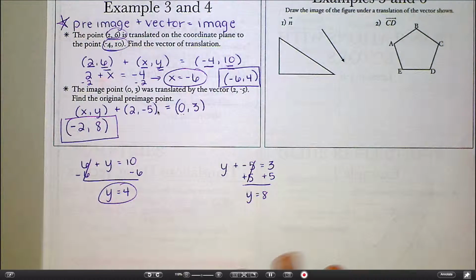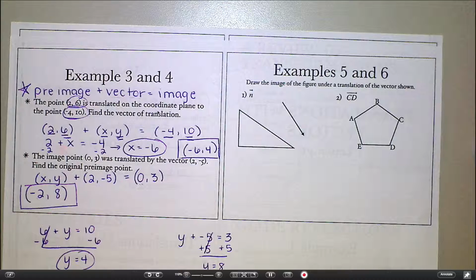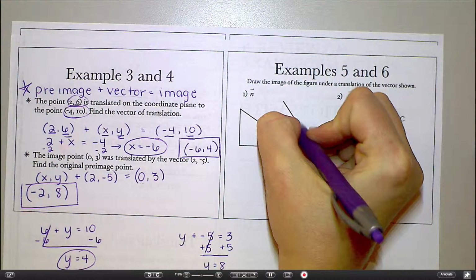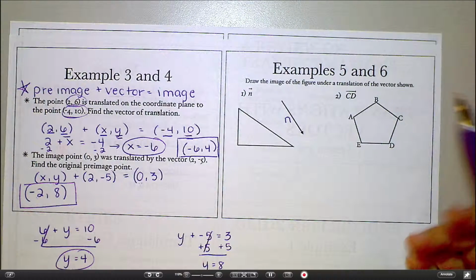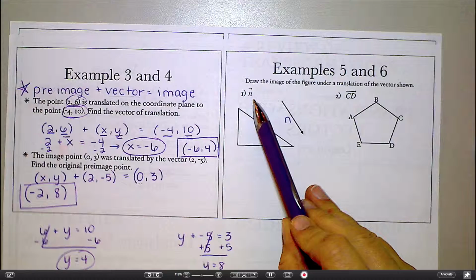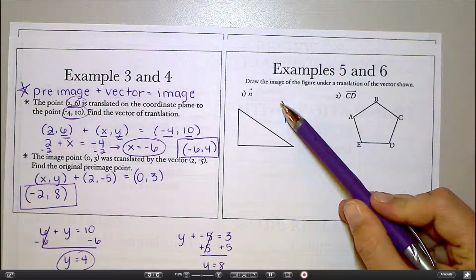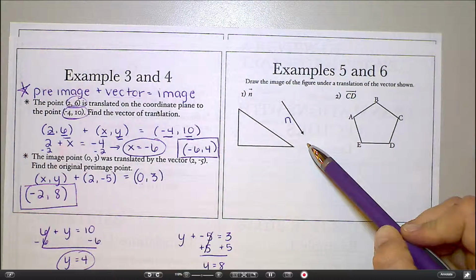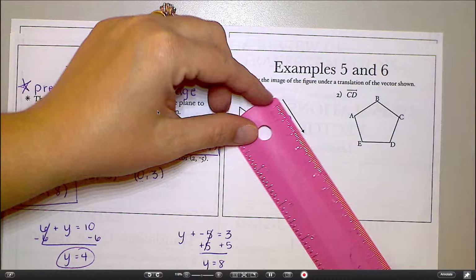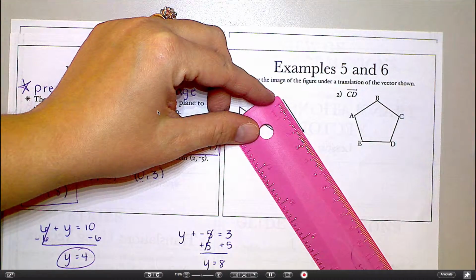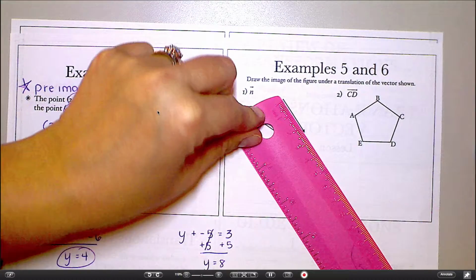Okay, one last example to talk about here. Well, kind of two examples. Oh, and this should say n underneath it to show that that's vector n. Oops. So draw the image of the figure under a translation of the vector. So this is telling me to translate by vector n, and this is vector n. Okay, so I'm going to use my ruler again, and I'm going to measure vector n, which this time I made it like 2.5 centimeters.